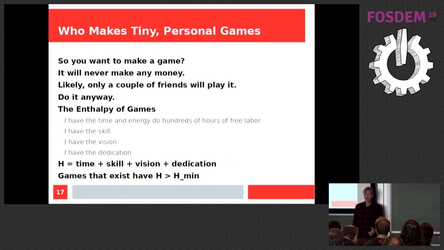So who makes tiny personal games? So you want to make a game. It's never going to make any money. Don't ever go into games for the money. You'll have to beg your friends to play it. But there's a certain barrier of entry to a game, which is you have the time and energy to do hundreds of hours of free labor. You have the skill, you have the vision, and you have the dedication. If these meet a certain threshold, you can create a game. But these are four different barriers to entry, and for people who don't meet them, you've lost what they might be contributing to the culture.